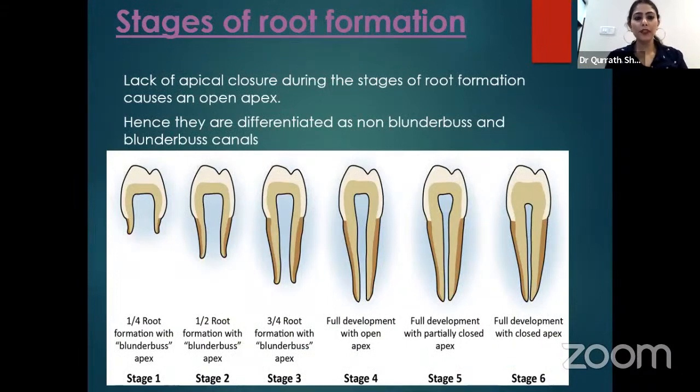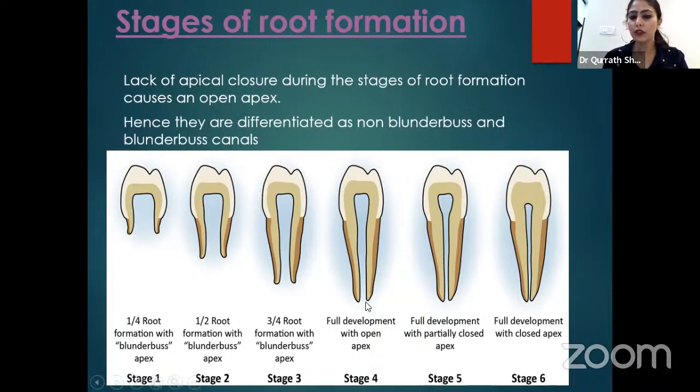Again, if you see in this, there is no apex formed. That basically results in incomplete root formation leading to open apex or your blunderbuss canals. If you see the staging here, in stage 1, only 1/4 of your root is formed, with a huge open apex or blunderbuss canals. In stage 2, half of your root is formed, again with an open apex or blunderbuss apex. In the third stage, only 3/4 of your root formation has happened. Again, the canal is blunderbuss.